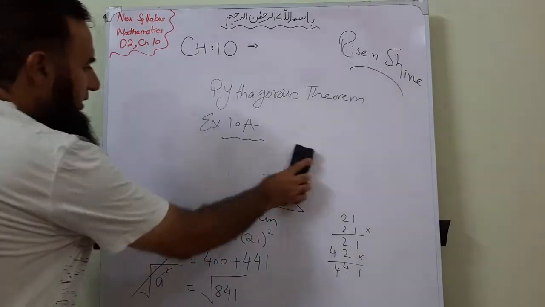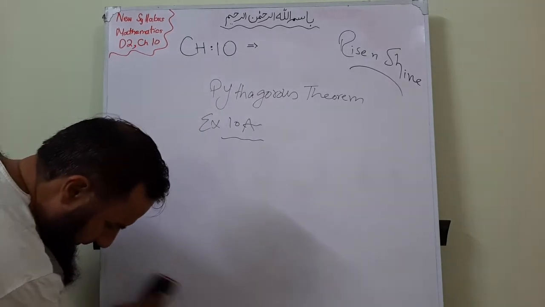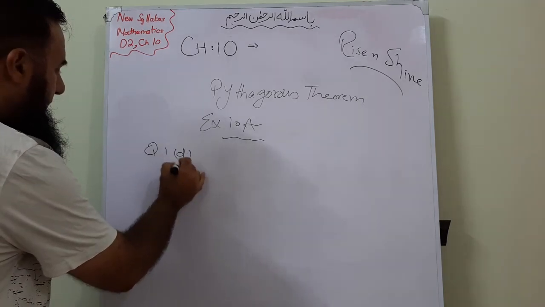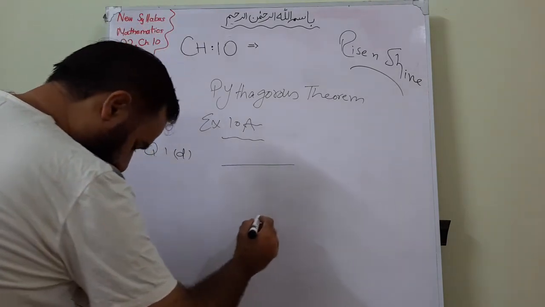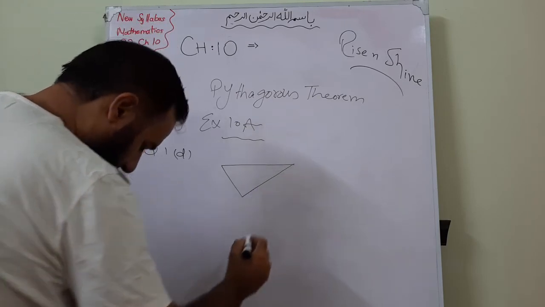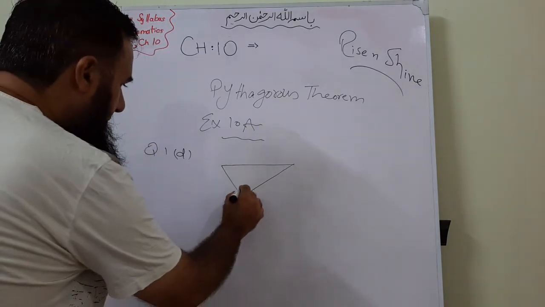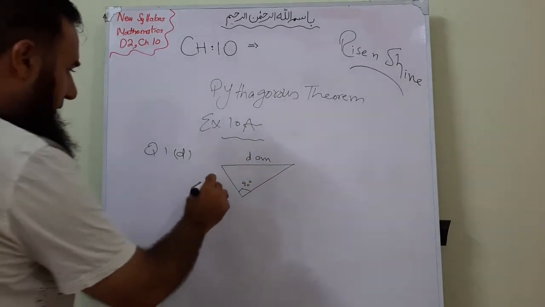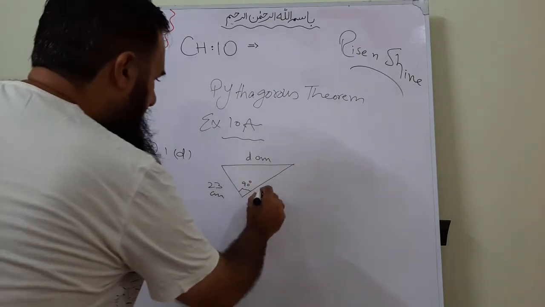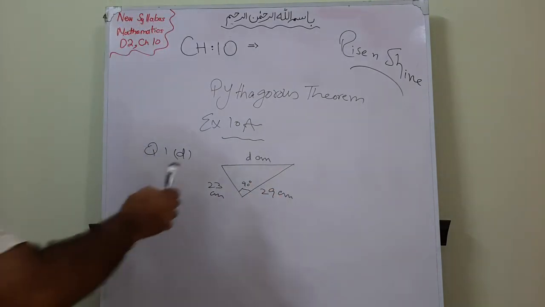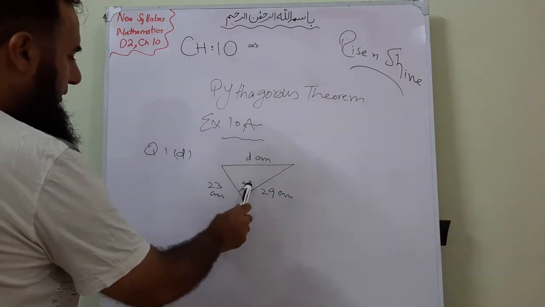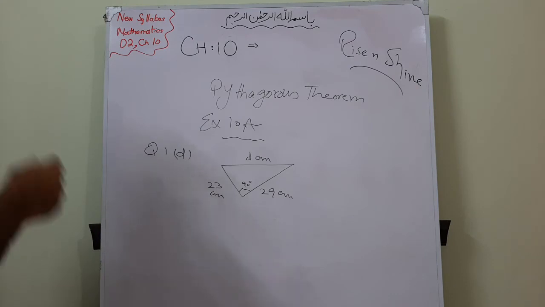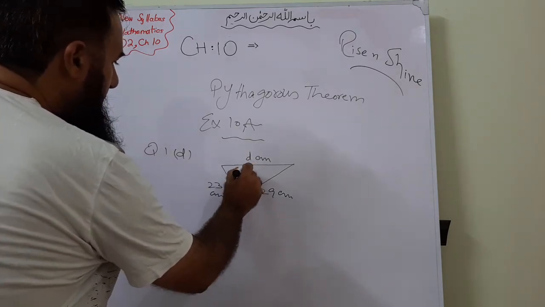Now we will be moving to question number 1, part D. Here we find a triangle like this. It is given that this is 90 degrees, a right angle, this is D centimeters, this is 23 centimeters, this is 29 centimeters. So we know that this question is for a right angle triangle. We know two sides and we have to find the third side. So the very first thing is that we need to identify where the hypotenuse is. We know that the side opposite to the right angle is the hypotenuse.